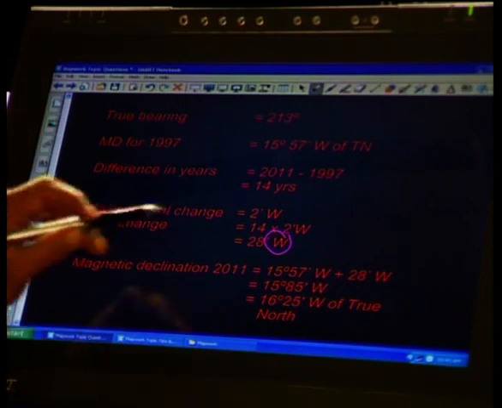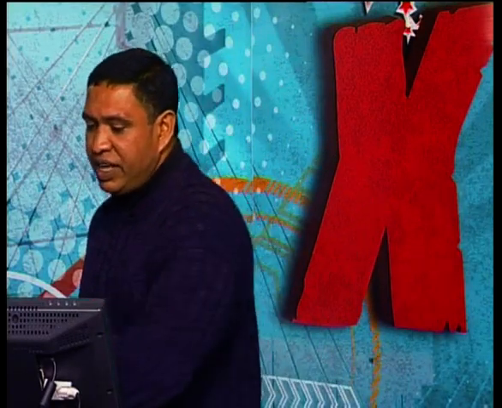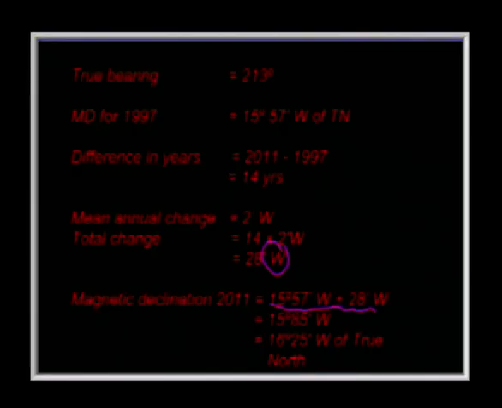Okay? So the change was there. Now remember, if the change is west, we add because the magnetic declination gets bigger. So it's west, obviously we have to add. We show the step down here that we're adding. And when we added, we can do it this way. And if some of you have a problem in adding, you could do it this way.